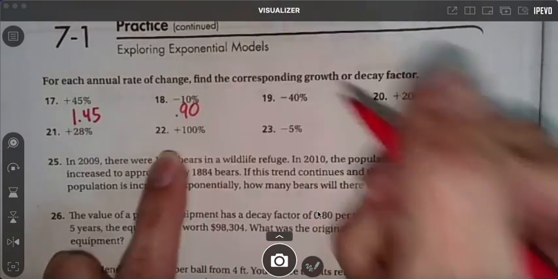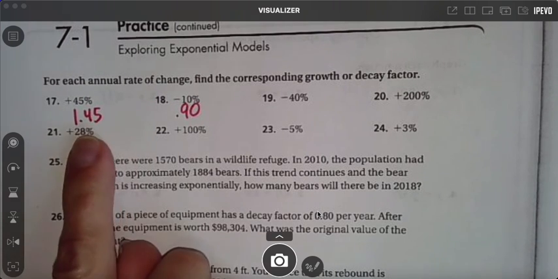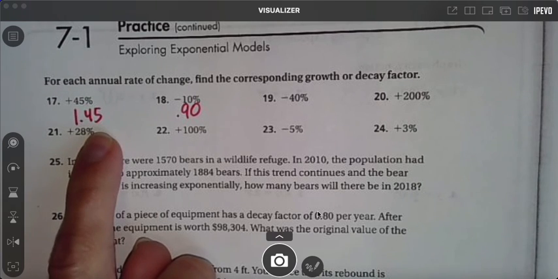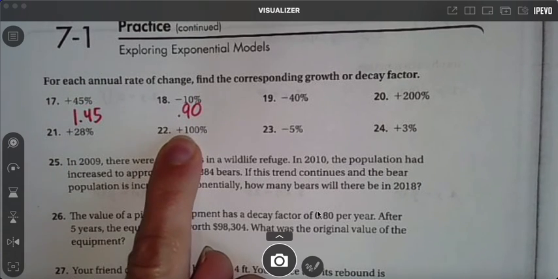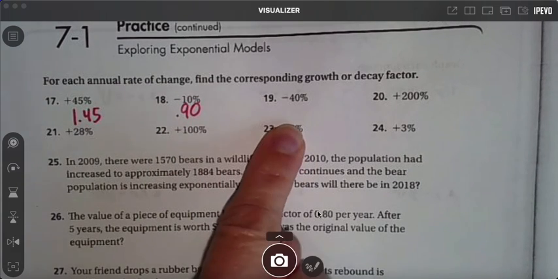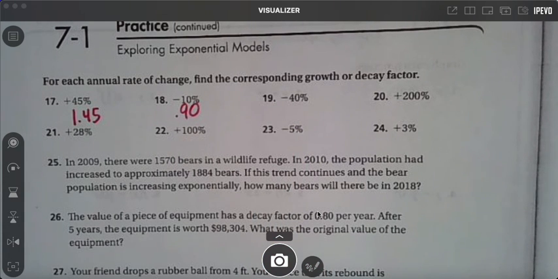So that's decay. And remember, it's never a negative number in there, because you're going to do 1 plus that number, or 1 minus. 1 minus 0.10 is 0.90. That'd be 19. This is 1 minus 0.40, which is 0.60. And that's your decay factor.